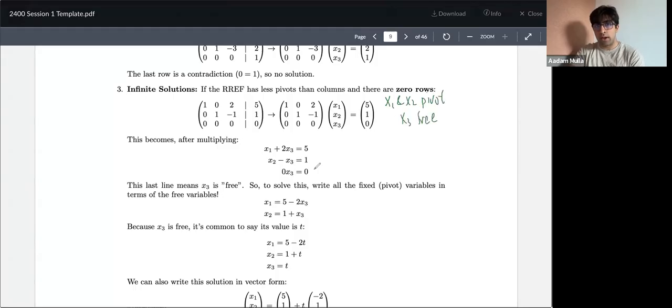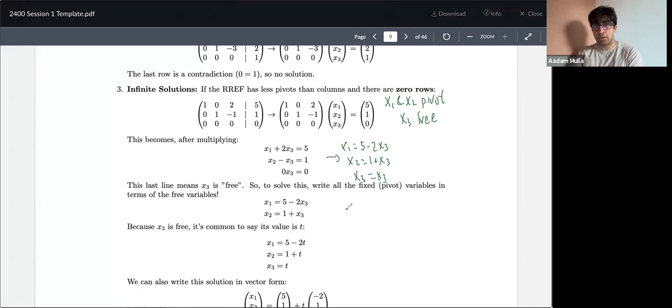So the first step is we write out our equations. The next step is we write all the pivot variables in terms of the free variables. So we're going to write x1 equals 5 minus 2x3, and x2 is going to equal 1 plus x3. And then obviously x3 can be whatever it wants, so we just let x3 equal x3.